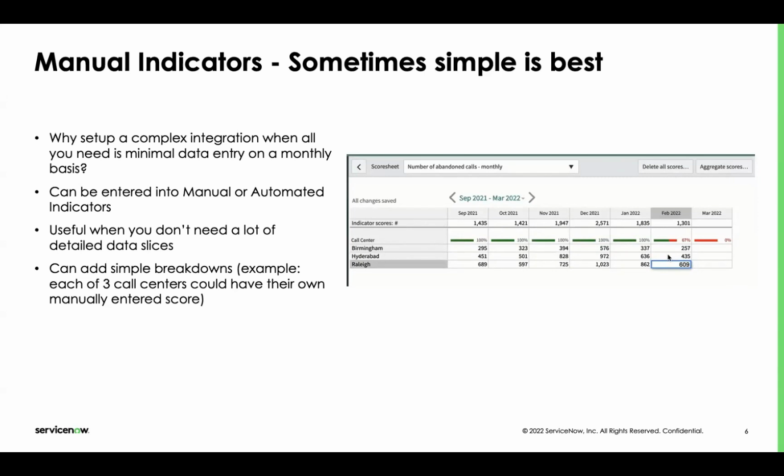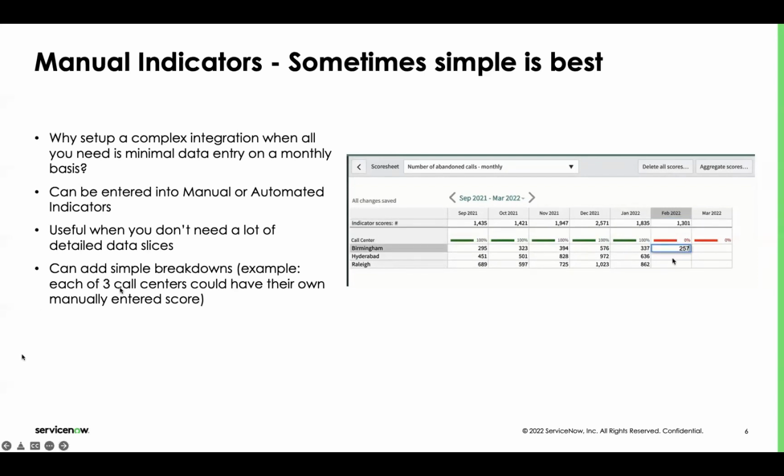So if I go back to my call center example, and this is an example I have on the screen, in this case it's just capturing the number of abandoned calls for the call center, with a breakdown for each of my 3 call centers within my organization. So a call center for Birmingham, for Hyderabad, and for Raleigh. That's kind of what this is saying here. So I just enter in a total score for the indicator, and then the score for each of the individual breakdowns.